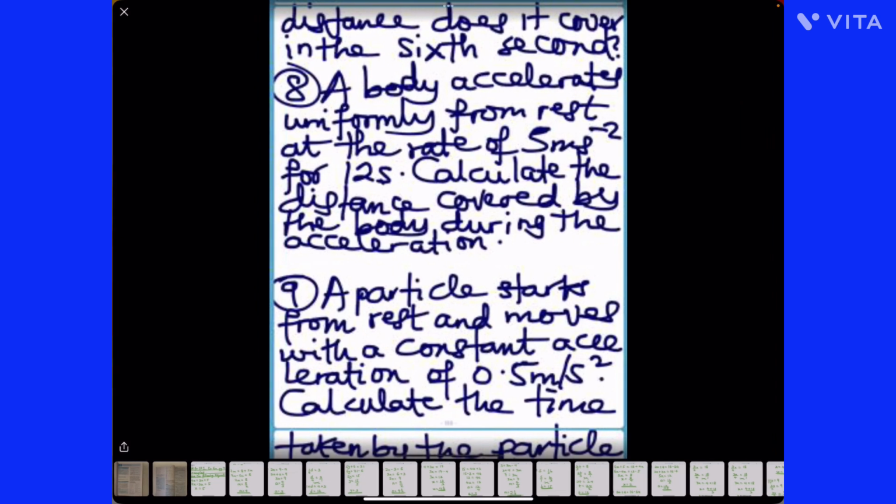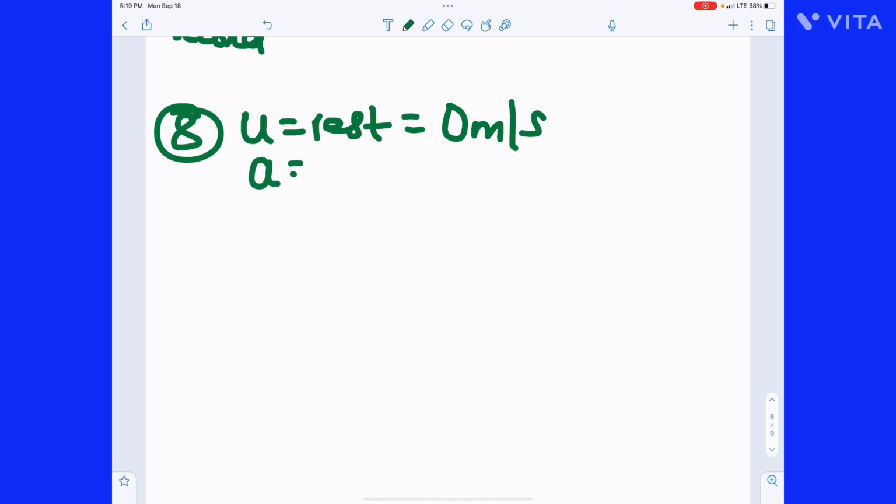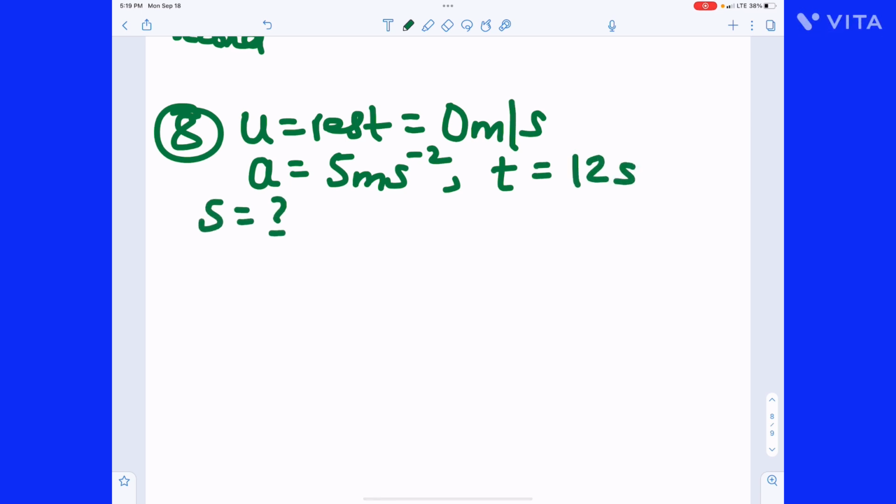Let's go to question 8. It says a body accelerates uniformly from rest at the rate of 5 meters per second squared for 12 seconds. Calculate the distance covered by the body during the acceleration. Okay, from rest means the initial velocity was what? 0 meters per second. The body accelerated at the rate of 5 meters per second squared for 12 seconds. And we should find the distance traveled during this acceleration.